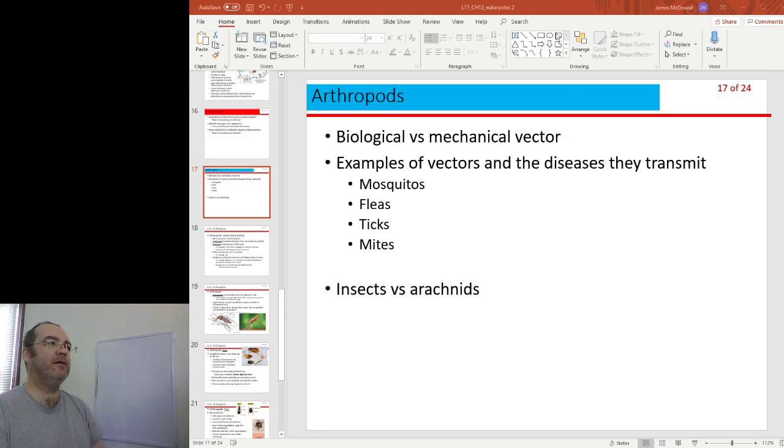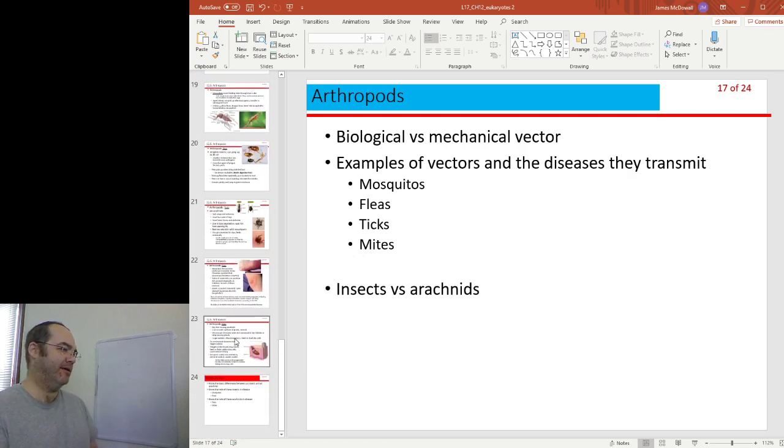Okay, part 9 of eukaryotic microbes, slide 17 of lecture 17, arthropods. Arthropods are animals. Arthropods have an external exoskeleton. And probably the most obvious kinds of arthropods that we come into contact with are insects. Insects like mosquitoes and fleas, and then we'll look at some other kinds of arthropods, arachnids like ticks and mites.